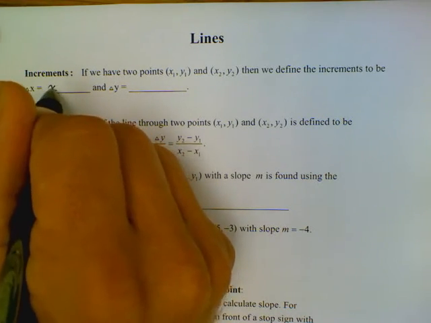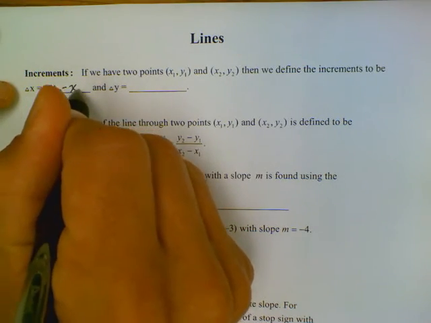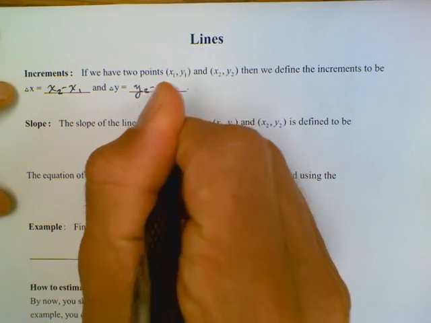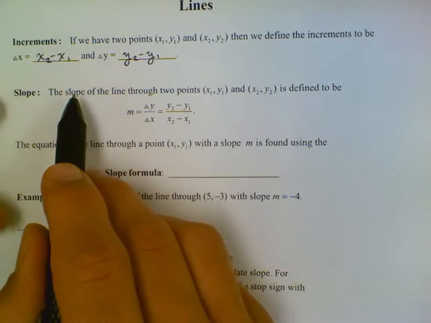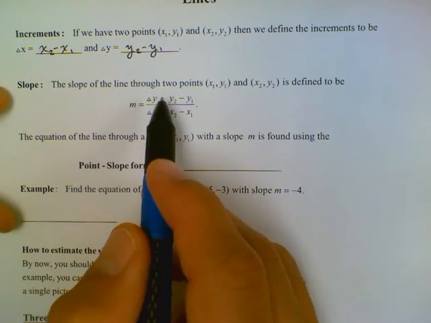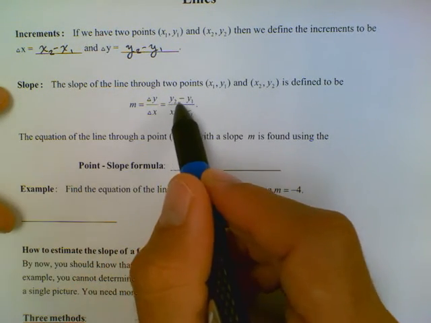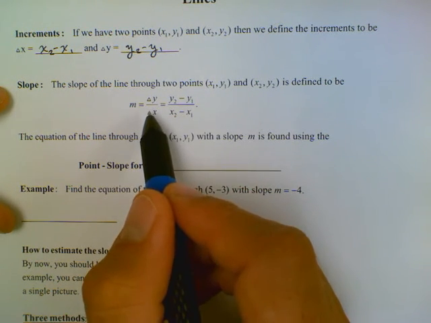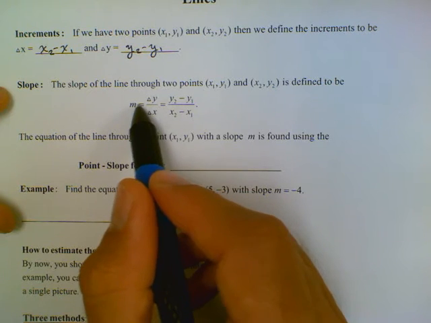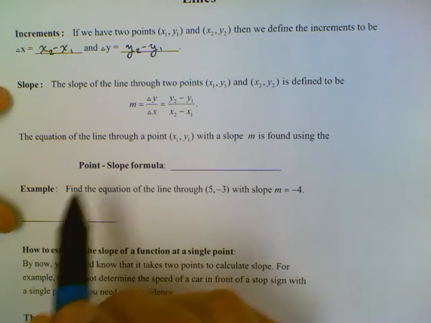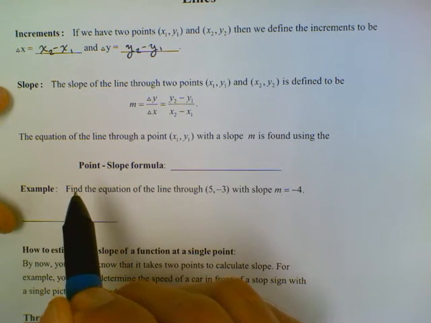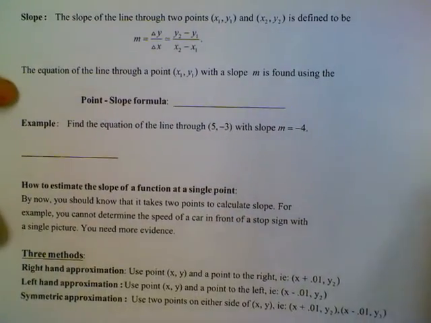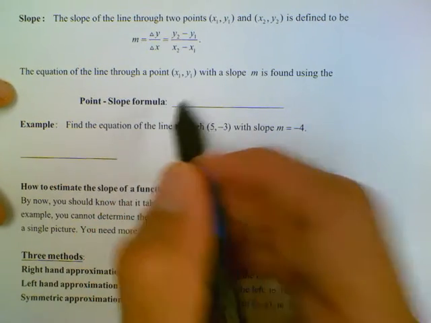So delta x is just how we subtract two x values, and delta y would just be subtracting two y values. And thus, when we find the slope, and we've memorized it as y2 minus y1 over x2 minus x1, I want you to start thinking of it as delta y divided by delta x. Okay? And then the point slope formula is another thing that we need to familiarize ourselves with.